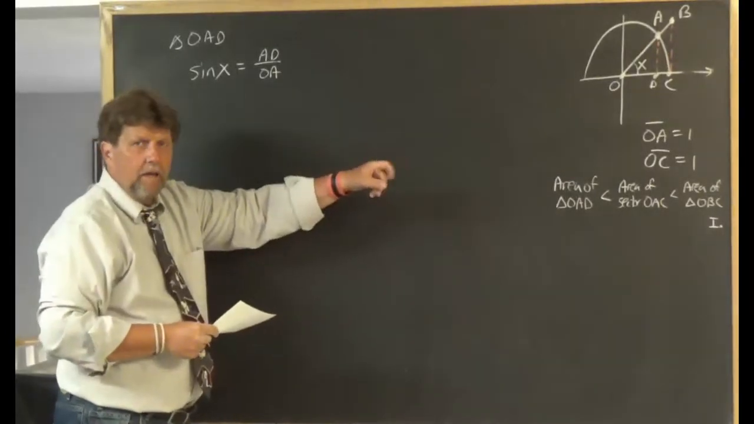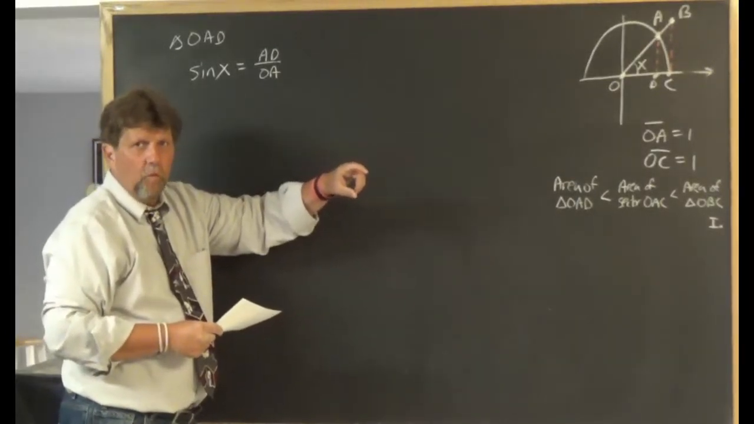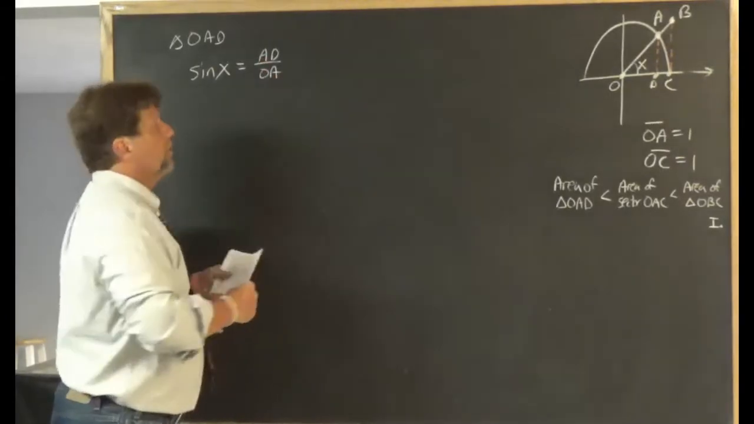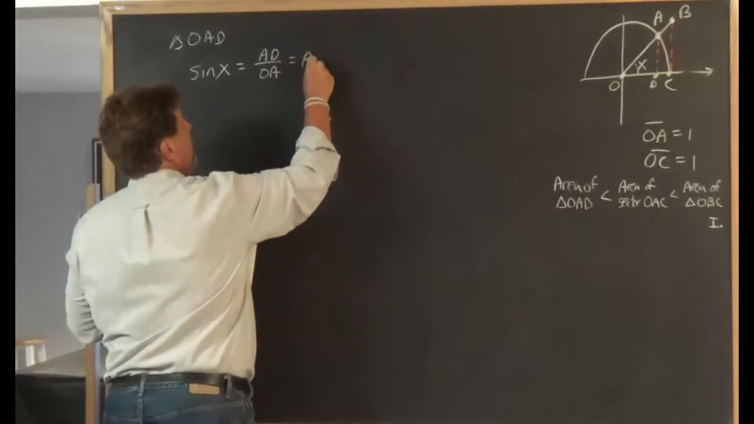But OA, we know OA has a length of 1. So AD over OA is AD over 1. That's just AD.